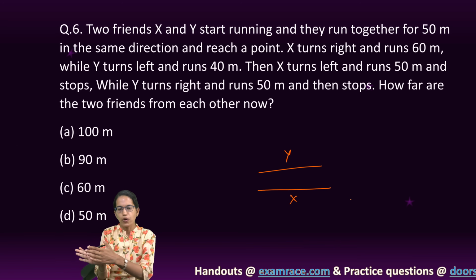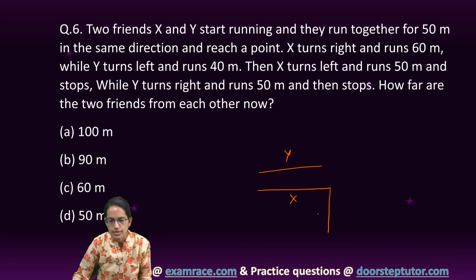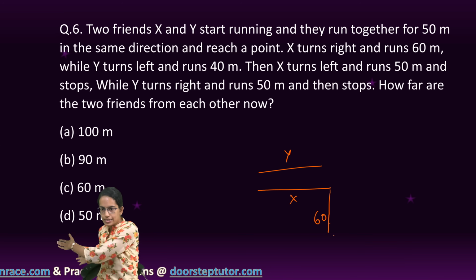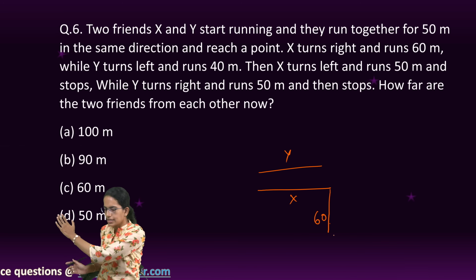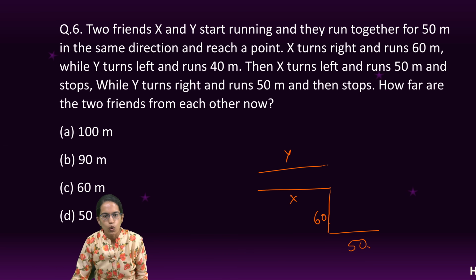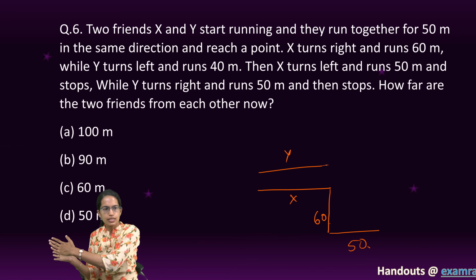X reaches a point, turns right. So X would run 60, and then X reaches the point and runs left. So this is right, this is left. So X would run 50 here. Clear?